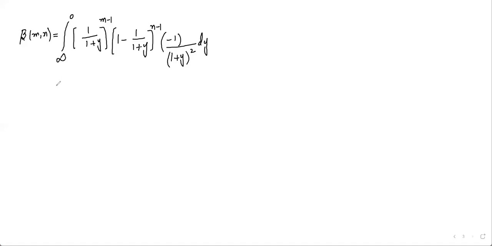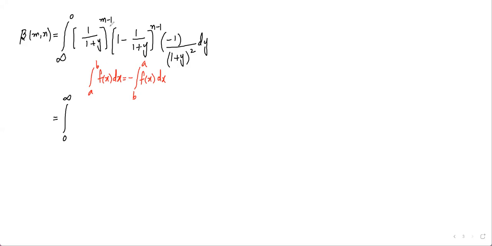If you simplify this, because of this minus sign, we can change these limits. I'll write the formula also for your convenience. Integral a to b f of x dx can be written by swapping the limits, from b to a, f of x dx. Now because of this minus sign, I'm going to swap the limits here. That will be equal to from 0 to infinity.